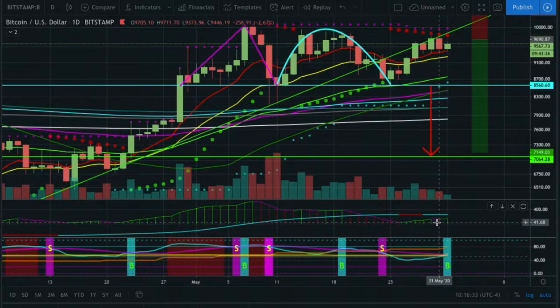And again, this is not financial advice. I'm not your financial advisor. These markets are extremely volatile, so please do your own research and trade responsibly. I'm not telling you what to do, okay?